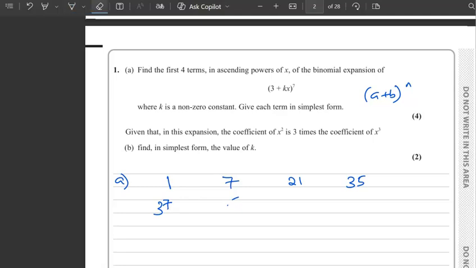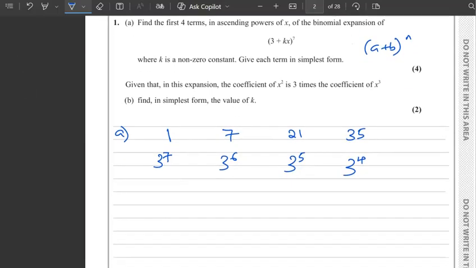So here we'll have 3 to the power of 6, 3 to the power of 5, 3 to the power of 4. Equally, for the second term kx, we'll have (kx) to the power of 0, (kx) to the power of 1, (kx) to the power 2, (kx) to the power 3. So what do we need to do?